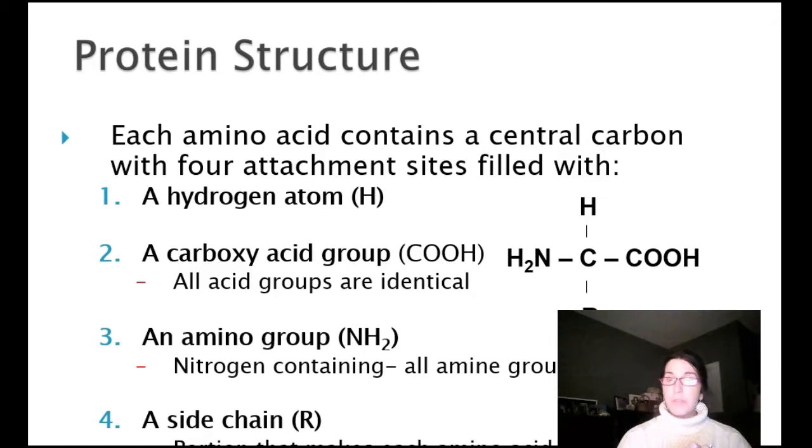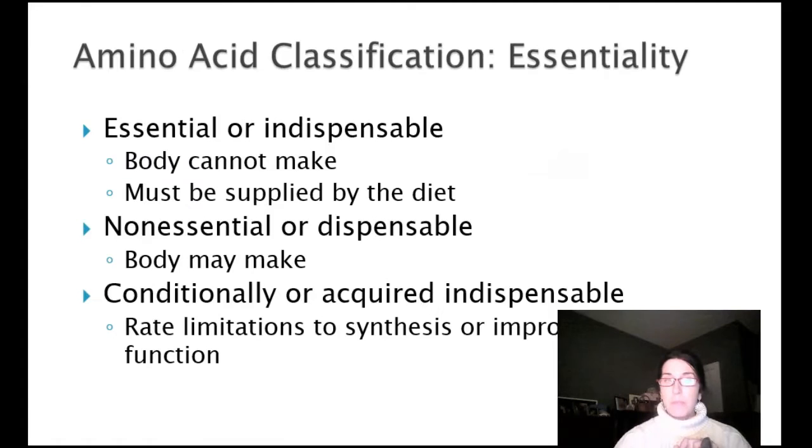Now, the major difference, or the differentiating factor, is the side chain, the R chain, and that makes each amino acid very unique. So really, that's the takeaway from this slide, that the R group is what makes an amino acid unique.